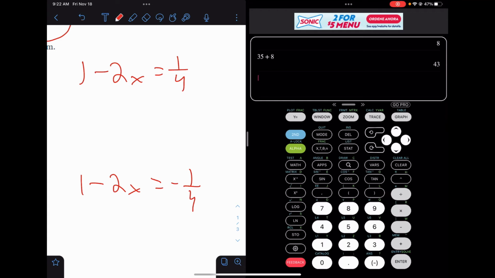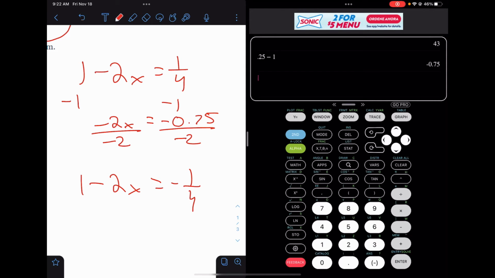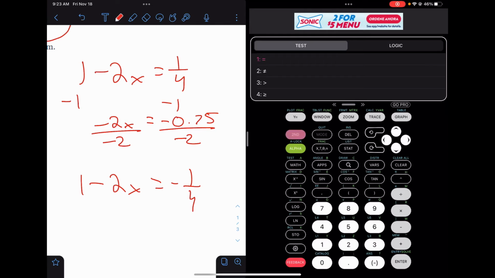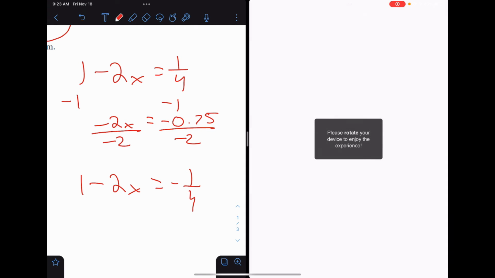Then we just solve these. We're going to subtract 1, subtract 1. So we get negative 2x equals, you could put it in decimal form, I don't really care. And then divide by negative 2. And we can put this back into fraction form here. What am I doing? Math enter, enter.